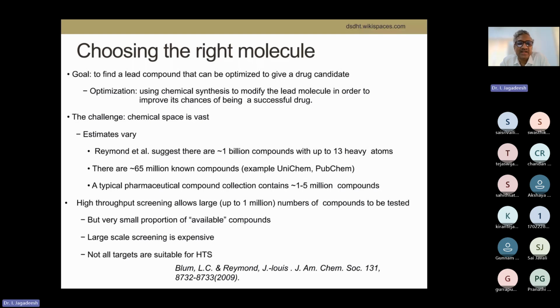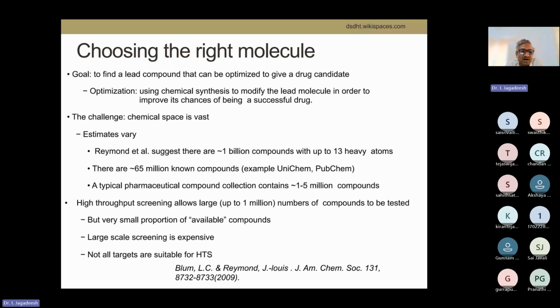Similarly, high throughput screening allows up to 1 million compounds to be tested, but that is a very small portion of the available compounds. Large scale screening is very expensive if you go like this. When it is in the thousands, high throughput screening is good. But when you go to lakhs, it is going to be expensive.